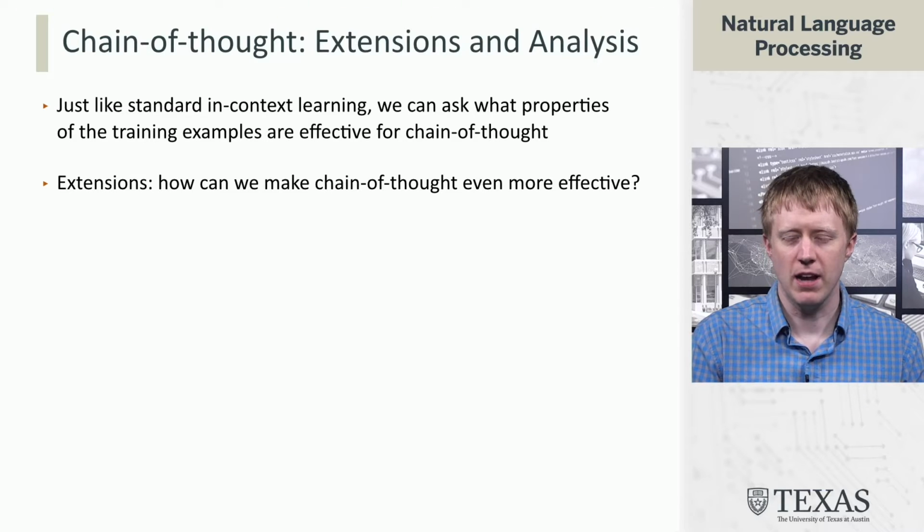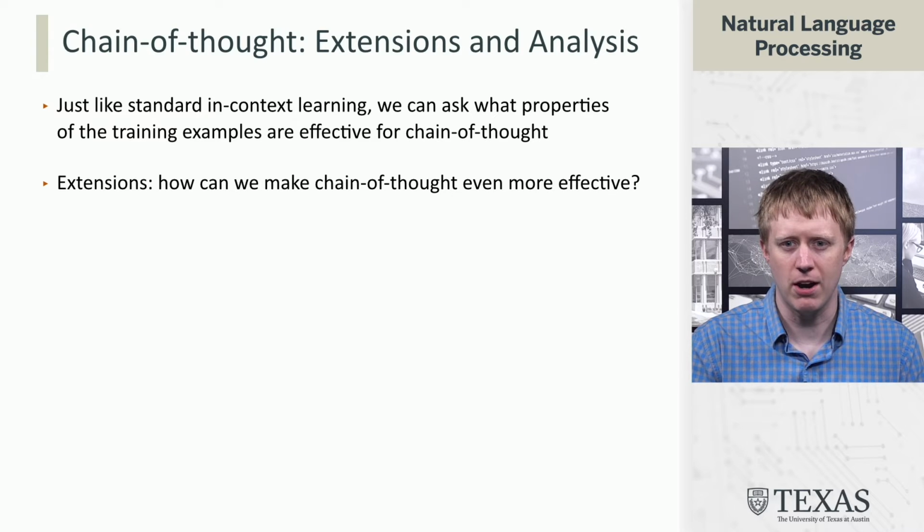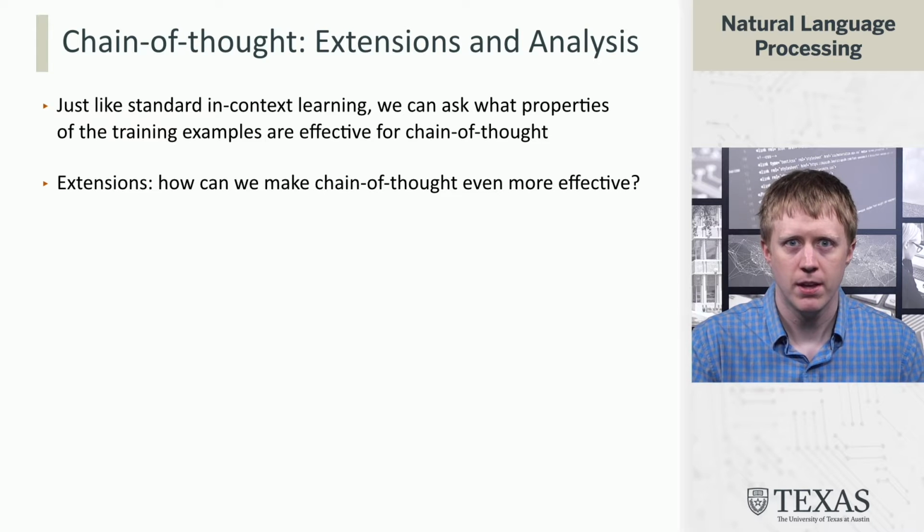In this segment, we're going to talk about some newer ideas for understanding how to extend chain of thought prompting and how to analyze and understand maybe why it's working well. We went through this with few-shot in-context learning, thinking about all those properties like example ordering. So we can ask some of the same questions about chain of thought, and then also think about, given what we know about what it's doing, how do we make it even better?